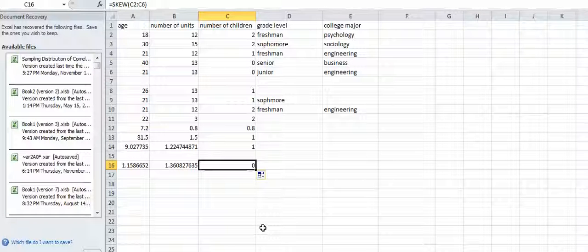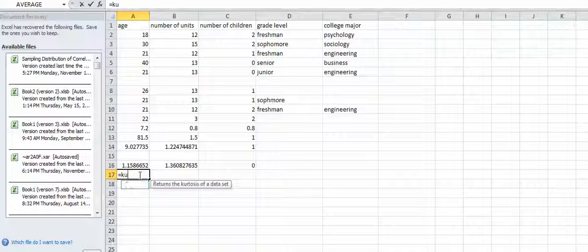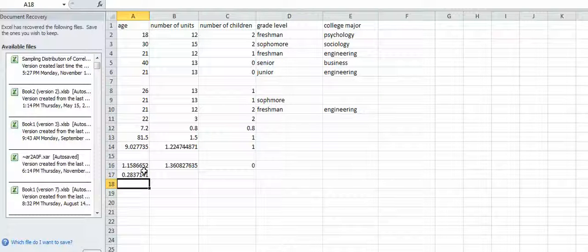And what about kurtosis? I said that all three of those histograms were pretty flattened out, so I was thinking that they would all have more of a negative kurtosis. So let's see if these kurtosis values come out to negative numbers. I type in equals KURT for kurtosis. So it's actually, well, it's close to 0. It's actually slightly positive for the age column.